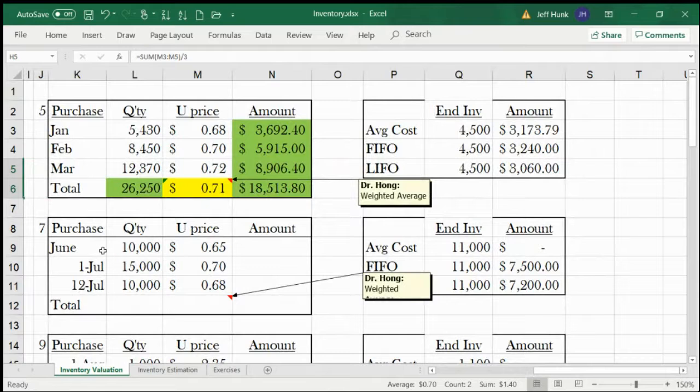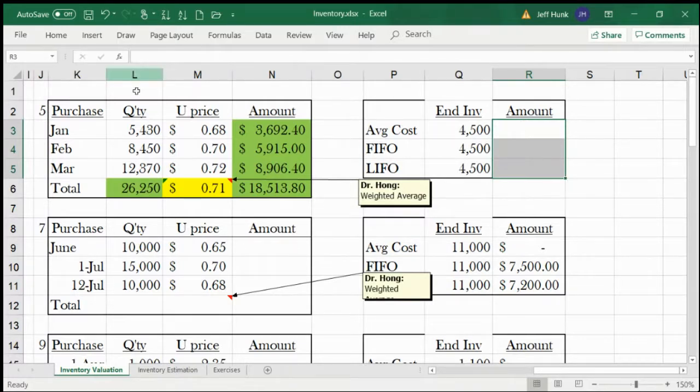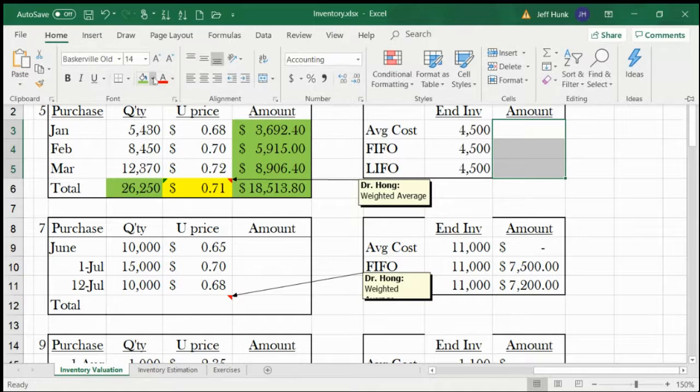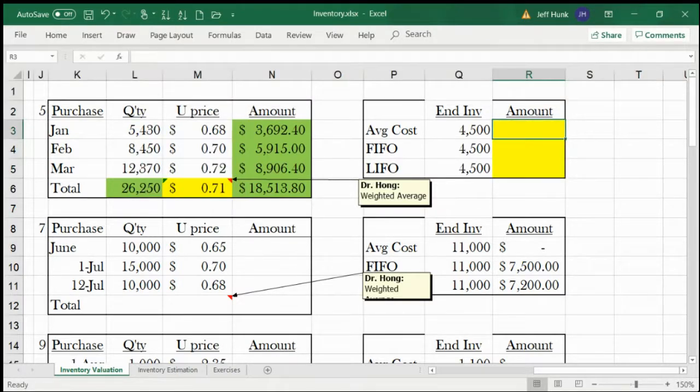Now, let's do the second example. Here, I'm going to delete all of these. The point is, if we use weighted average, I will call it the cost method. So let's delete cost.